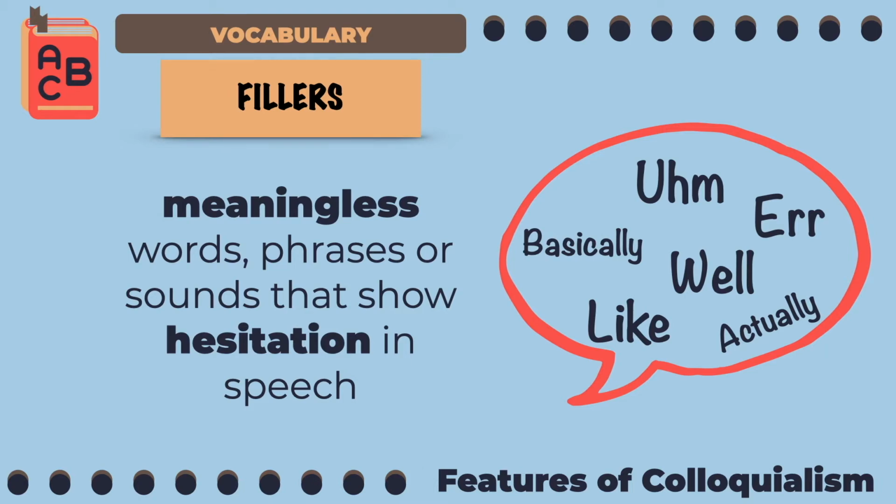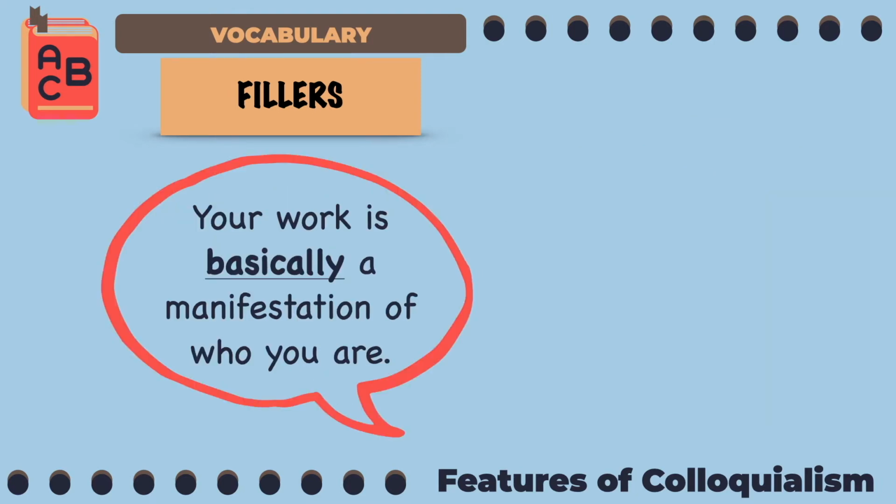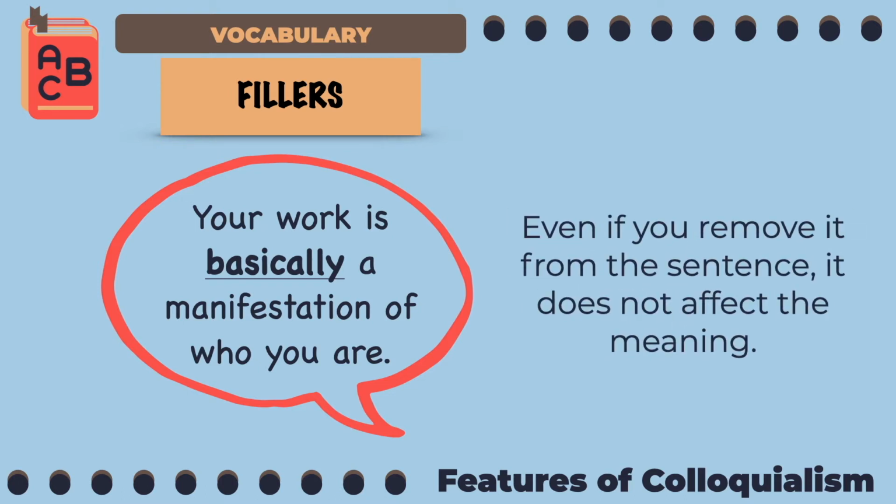Examples are basically, well, like, and actually. Here is an example sentence with feelers. Your work is basically a manifestation of who you are. In this sentence, the filler is the word basically. Even if you remove it from the sentence, it does not affect the meaning. Your work is a manifestation of who you are.